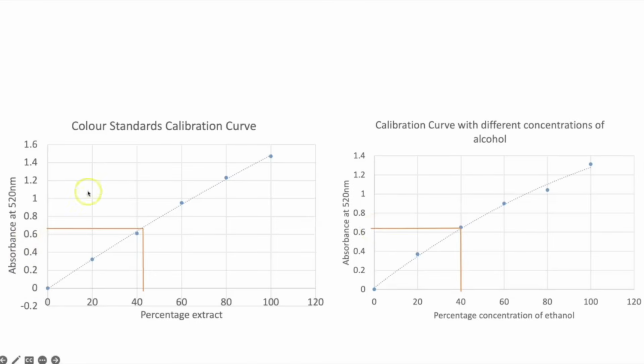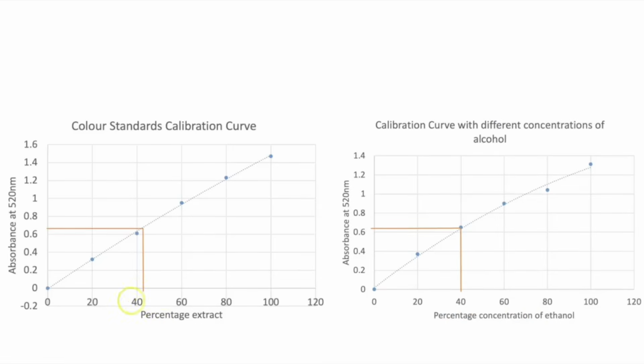So then we go to our first colour standard calibration curve and draw a line at 0.64, 0.65, see where it hits our calibration curve and read down to see what the percentage extract is. And this is maybe 42%. So that tells us for the 40% concentration of ethanol, we got the equivalent of 42% extract coming out of those discs.